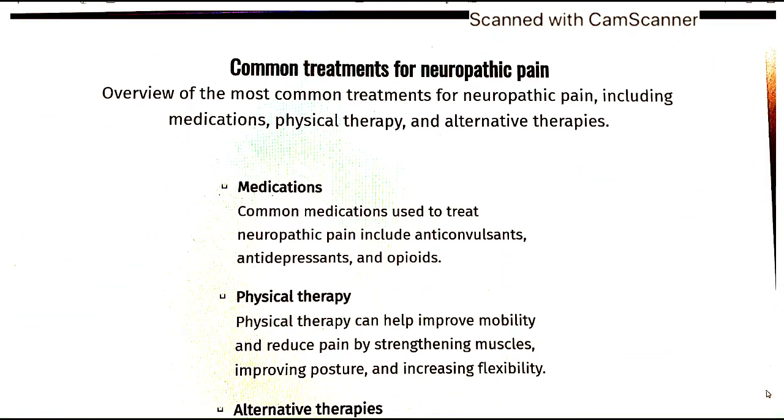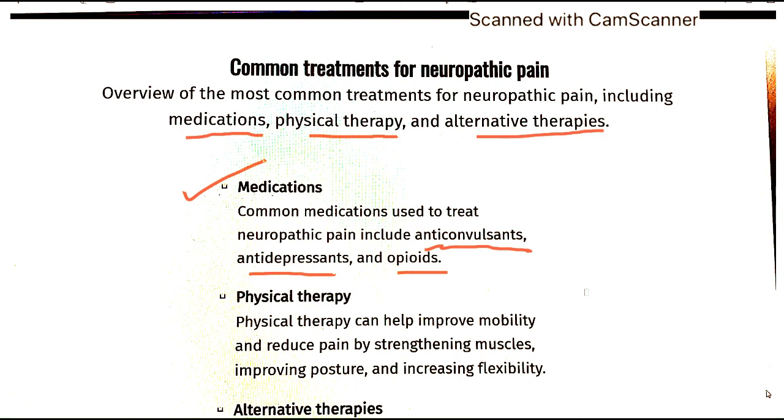So, the common treatment for neuropathic pain. The most common treatments for neuropathic pain include medication, physiotherapy, or alternative therapy. First of all, medication. The common medications used for treatment of neuropathic pain include anticonvulsants, and the second is antidepressants. The last one is opioids, the drugs which work on opioid receptors, like morphine.